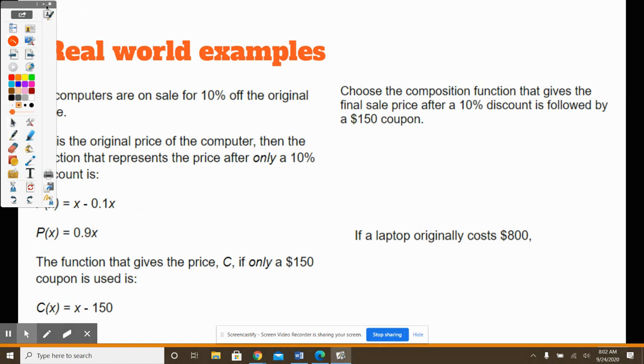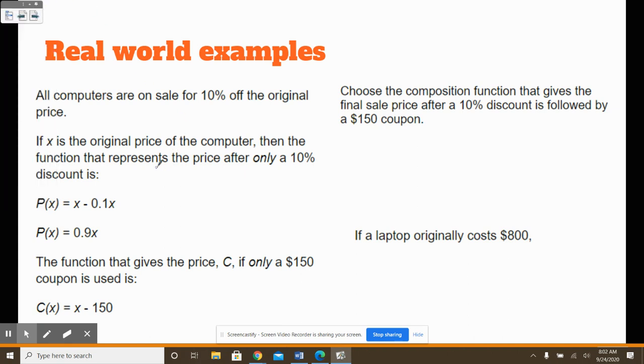So, computers are on sale for 10% off. We talked about that. If x is the original price, then the function can be represented like this. And this is what we were talking about. Some of you like to write it like this, the price minus 10%. This is a little bit more direct way. There's also a coupon for x minus $150 or $150 off. What is better to do first? Do you want to do the percent first, or do you want to do the coupon first?